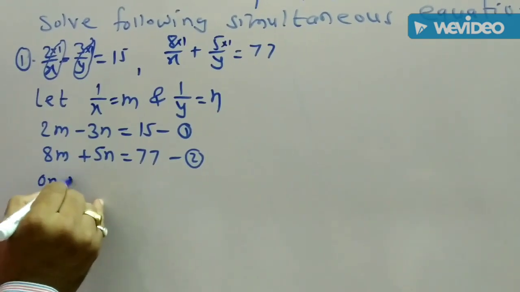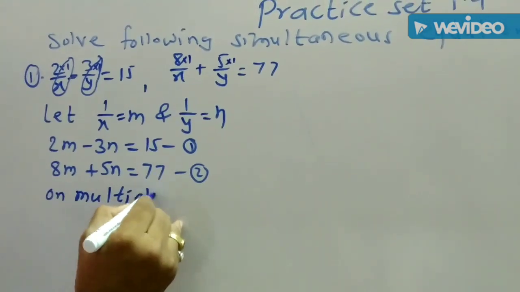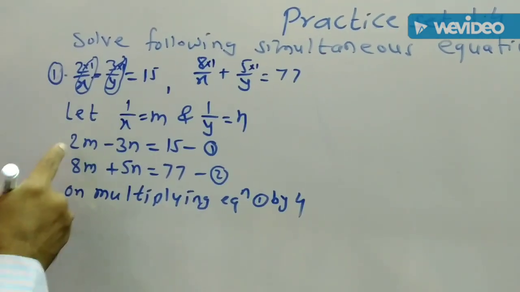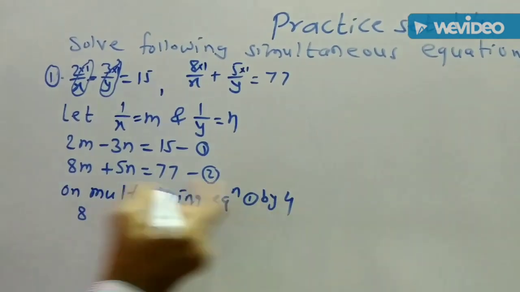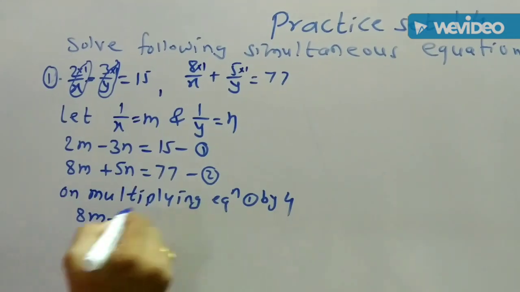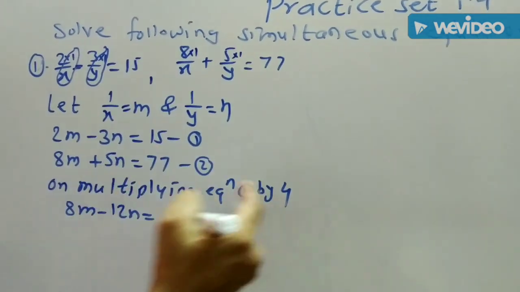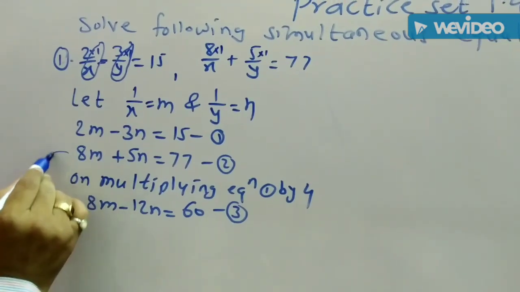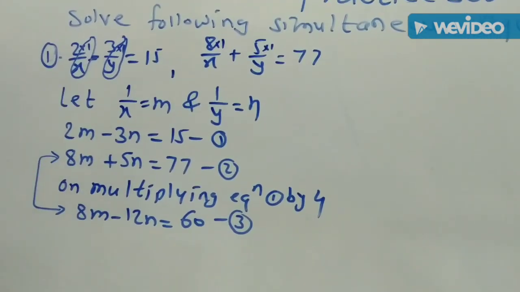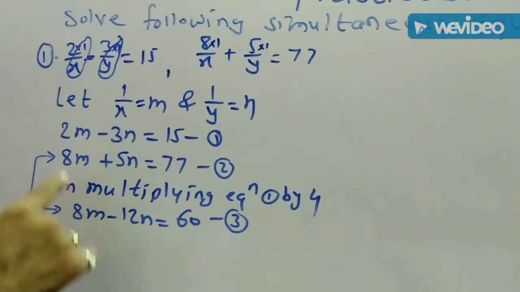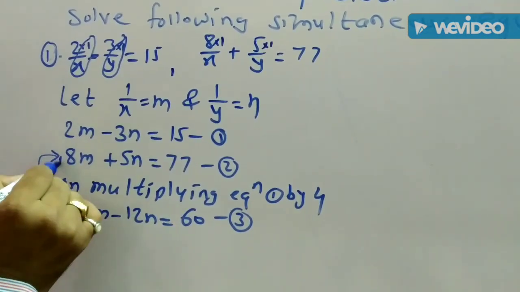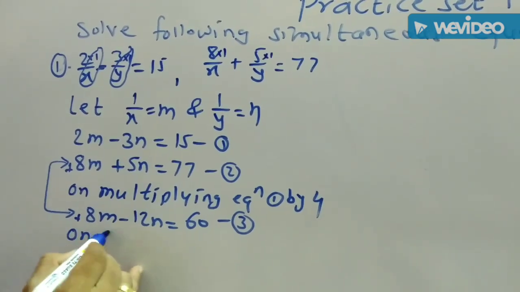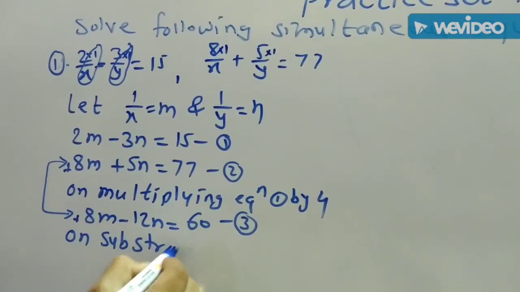Therefore, on multiplying equation 1 by 4, we get 2 4s are 8m minus 4 3s are 12n is equal to 15 4s are 60. Equation number 3. Now if we see these two equations 2 and 3, both have the same coefficient of m and the signs are also the same, 8m and 8m. Therefore, if the signs are the same, then we take the subtraction.